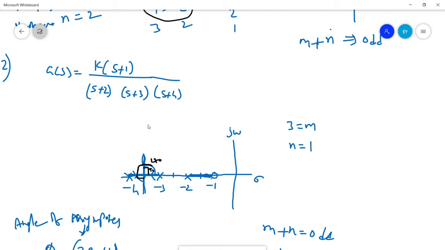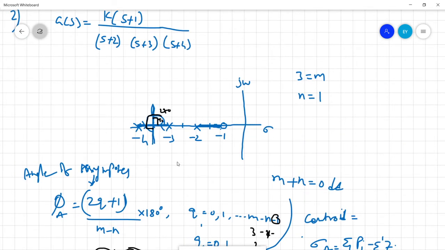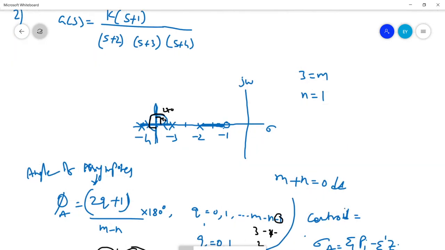So coming to the second problem, G(s) is equal to K into (s plus 1) divided by (s plus 2) into (s plus 3) into (s plus 4). So the number of poles is equal to 3, and the number of zeros is equal to 1. Once you plot the root locus, the first step is to locate the poles and zeros in the s-plane. From the transfer function, at s equal to -1 we get a zero. At s equal to -2, -3 and -4, we get 3 poles.